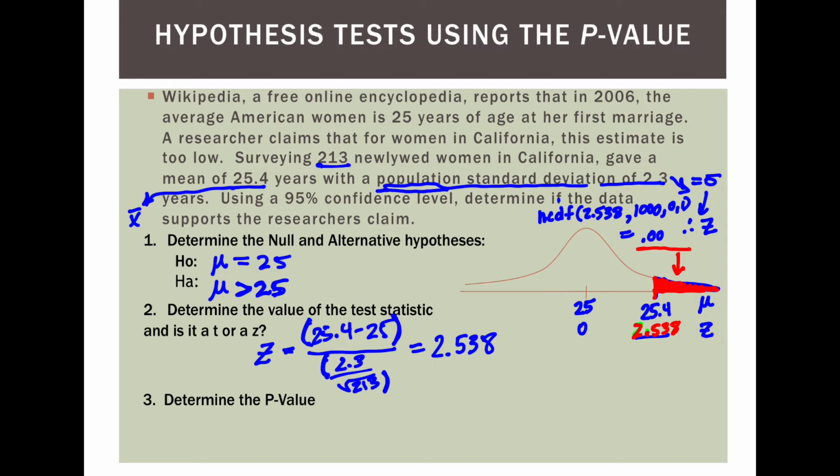0.0056. If we round it to 4 decimal places, generally, as you guys know, probability we like to take to 4 decimal places. So the p-value that we found here using normal CDF, 0.0056. We used normal CDF because we determined this was a z-curve. Otherwise, we would have used TCDF on our calculators. And this is less than my significance level, which was 0.05.